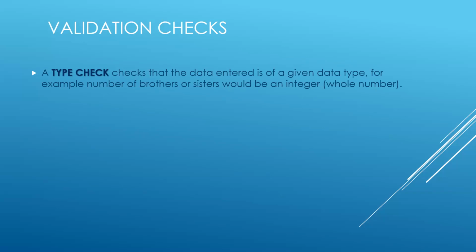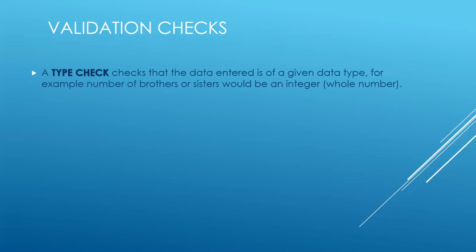The type check is meant to check that the data entered is of a given data type. For example, the number of brothers or sisters is an integer. By the way, can the number of brothers or sisters be a value other than an integer? Can it be real? Can I say I have 2.5 brothers because today I fought with my brother, that's why today he is my half brother? No, we don't say this. We talk about the number of brothers or sisters as an integer value. We never talk about it as a real value or with a decimal part.